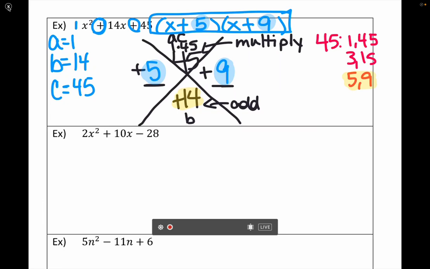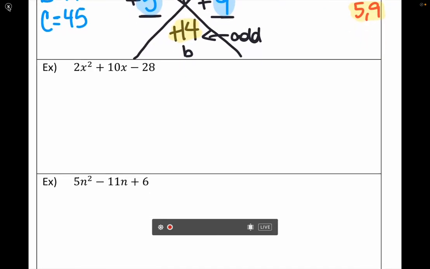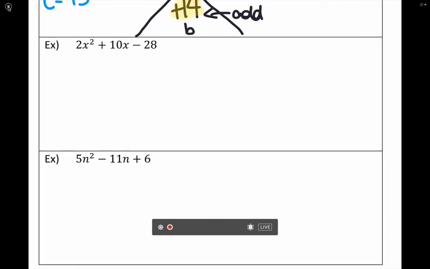So that is important. Let's look at another one. Now, this one, remember, the first step is always to make sure you take out a GCF. These are all evens, so I need to take out a GCF of 2. There are no x's on all of them, so I can't take out an x.